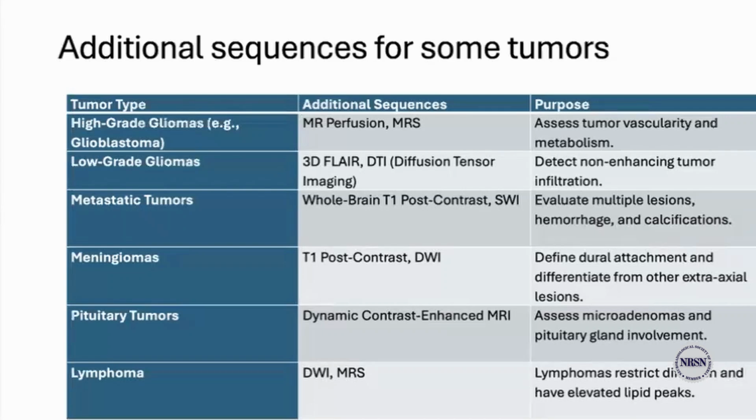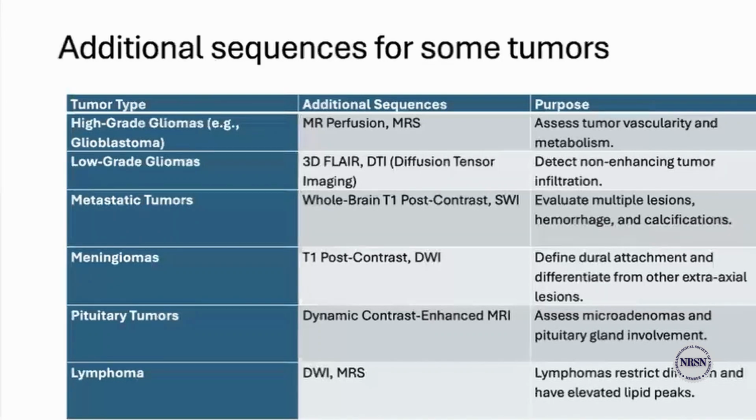Right. So in some cases, you might add some additional sequences for some tumors. For instance, if you have high-grade gliomas, for example, a glioblastoma, it's advised to always do an MRI perfusion and an MRS to assess the tumor vascularity and see the metabolism of the tumor, hence helping distinguish that tumor from many other tumors. For low-grade gliomas, always do a 3D FLAIR and a diffusion tensor imaging, especially if you have access to these sequences.